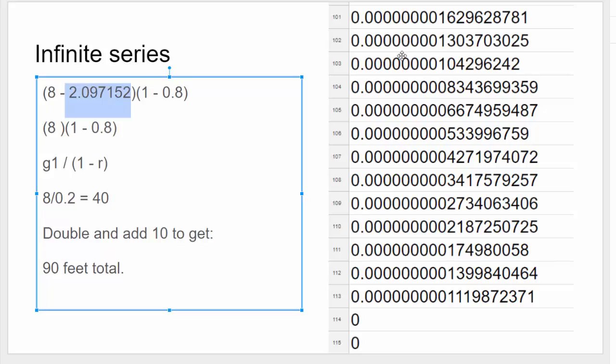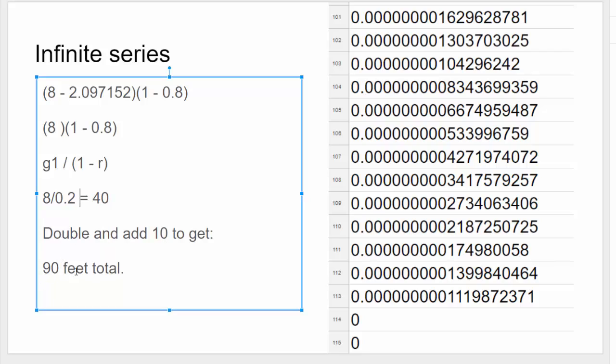R to the n, as n gets very, very large, if the ratio is less than 1, so it's point something, this value here is going to get closer and closer to 0, like it does here. So what happens is it just drops out of the formula, and all we're left with is the first term, 8. We're still going to divide by 1 minus r, so we get 8 divided by 1 minus 0.8, which is 8 divided by 0.2, which is 40, which I got wrong this morning, embarrassingly, but it's 40. If we double that and add 10, we get 90 feet total.